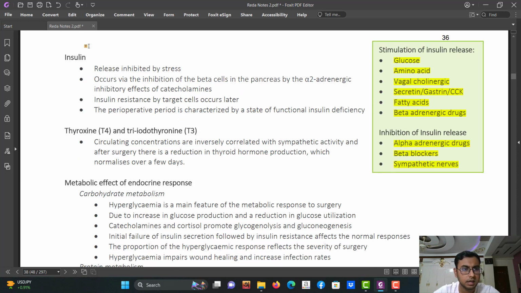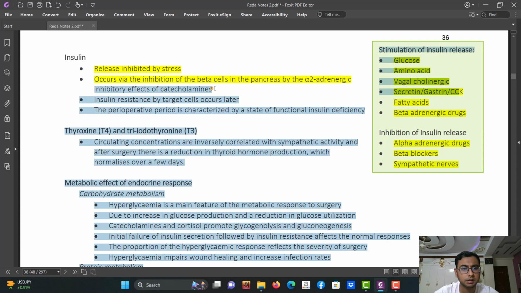So here is another thing: insulin release is inhibited by stress. This question came in the postgraduate examination like FCPS. I already faced this exam 2 times, and it occurs by inhibition of the beta cells of the pancreas by the alpha 2 adrenergic and inhibitory effects of the catecholamines.